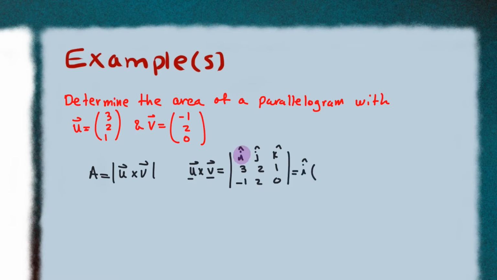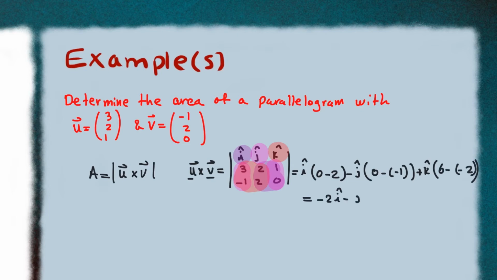And the cross product is equal to i. We're going to cover the row and the column of i, and we're going to use the diagonal cross products. So 0 minus 2, then it's going to be minus j, and then we're going to use the diagonal multiplication again, and plus k, and we're going to use the diagonal multiplication again. And once we have all the numbers, we get -2i minus j plus 8k as our three components.